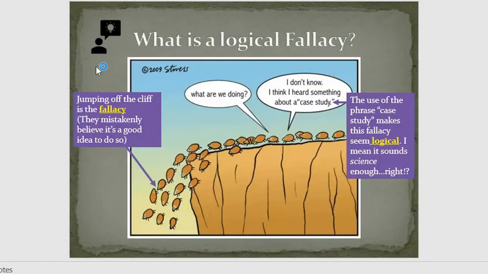So we're going to look at something now called a logical fallacy. So I'd like you to have a quick think. What is a logical fallacy? Now, there's a little image here of what look like hedgehogs, but I think they're supposed to be lemmings that are mindlessly running off a cliff, and they're saying, "What are we doing?" And then one of the lemmings behind them says, "I don't know. I think I heard something about a case study."